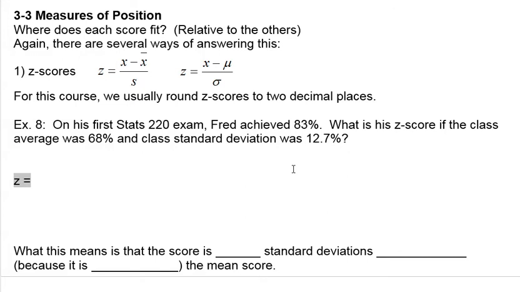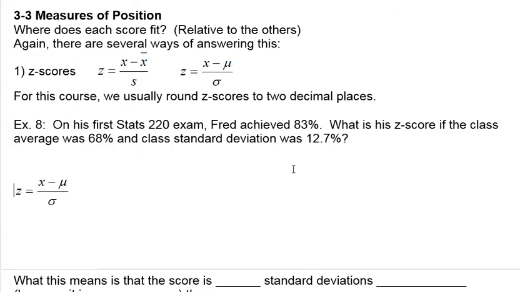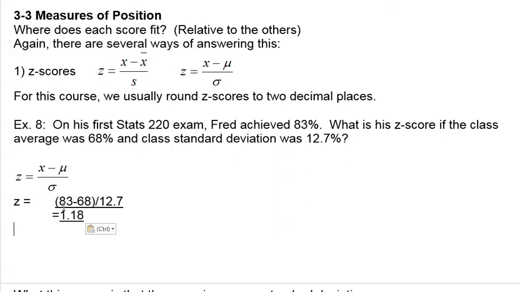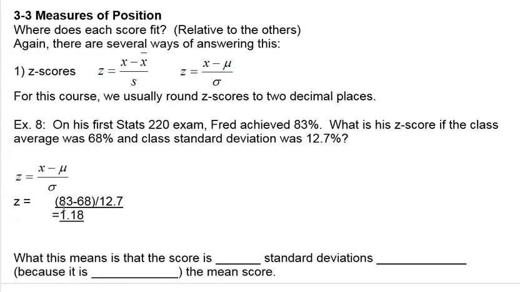So we start with our formula, and we plug in our values. So 83% is going to be our x, our average is 68%, and our standard deviation is 12.7%. So we plug that in and calculate the difference, and then divide by 12.7, and we get an answer of 1.18.